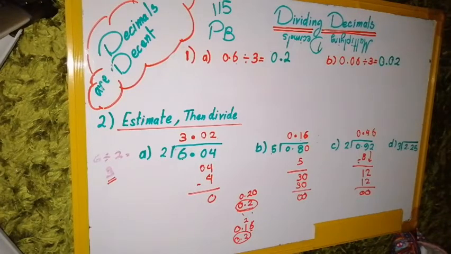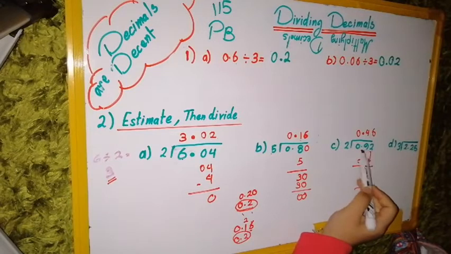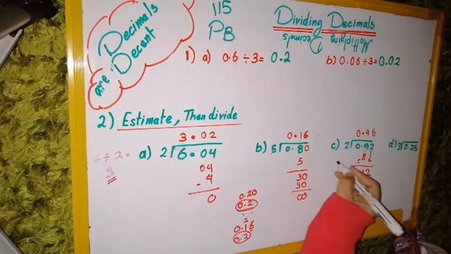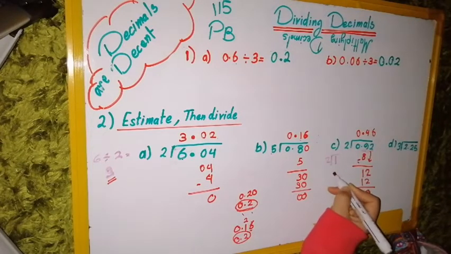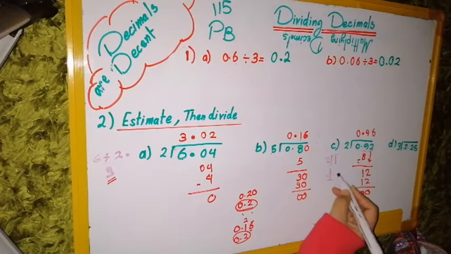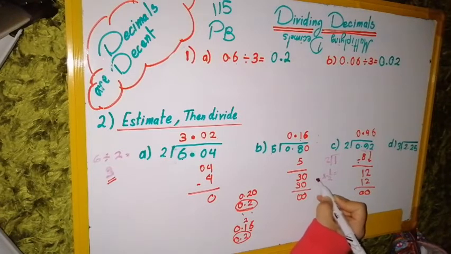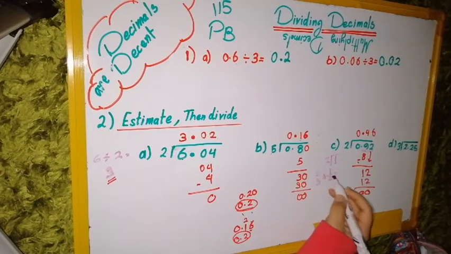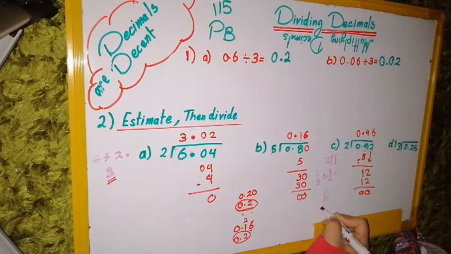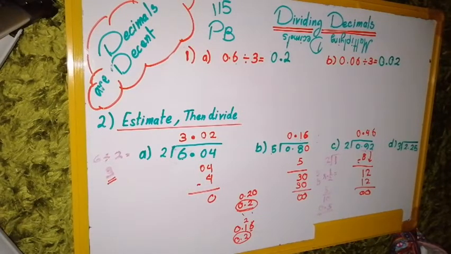Let's estimate. If I round this, what is it going to be? After the point I have 9, so this is going to be 1 whole here. So I'm going to divide 1 by 2. 1 divided by 2. Remember what to do with this. Multiplying by 5 to make it 10, and here 5. So it's going to be 5 over 10, which is 0.5. So this is my estimation.